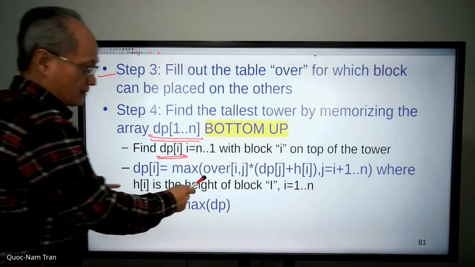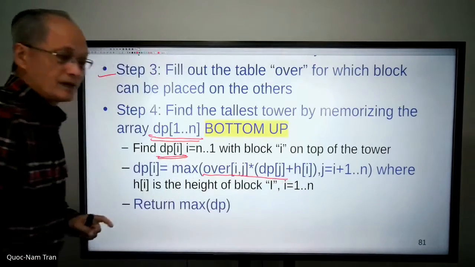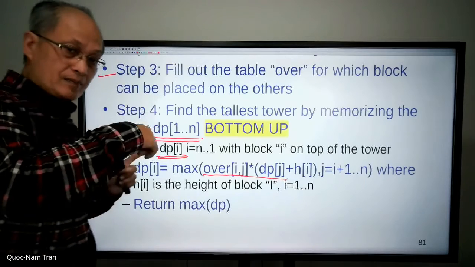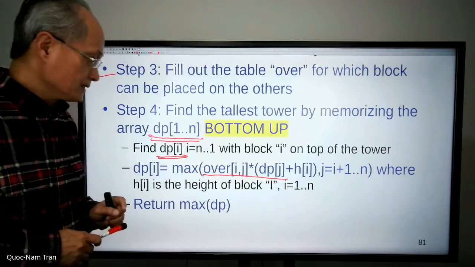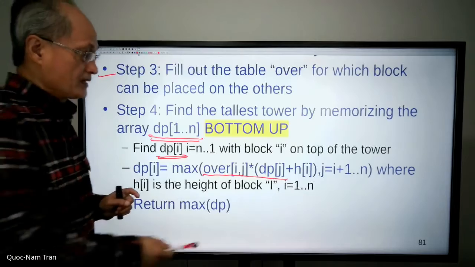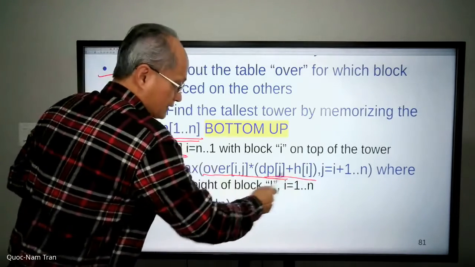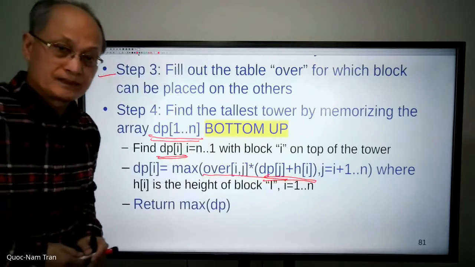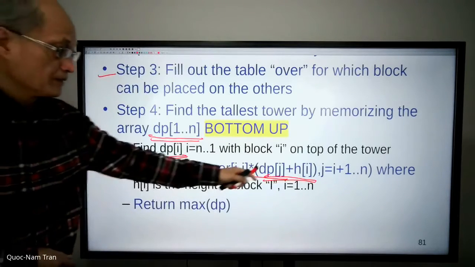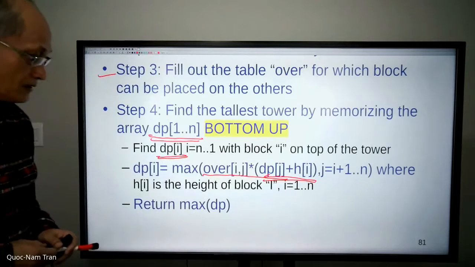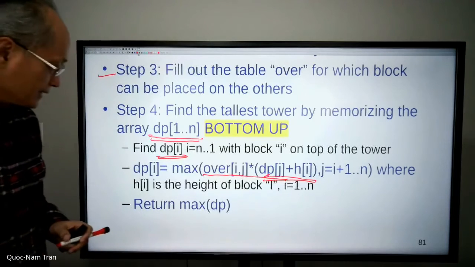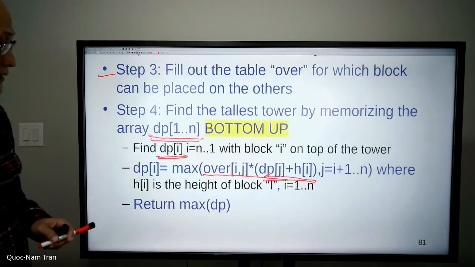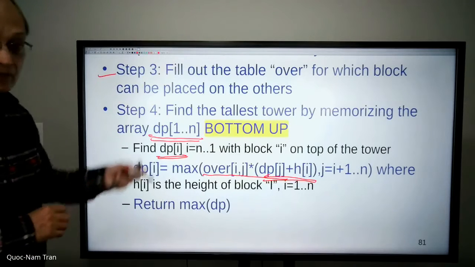So checking whether or not a block can be placed on top of the other. If it's the case, then add the height into the dp value of the previous values, right? And then we return the dp. Okay, so the algorithm is here.